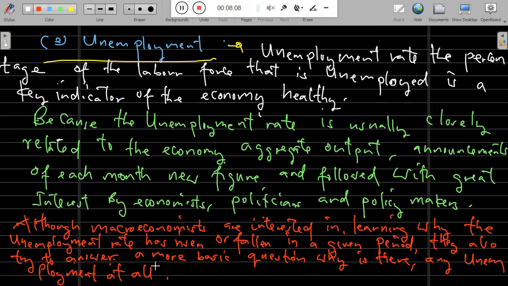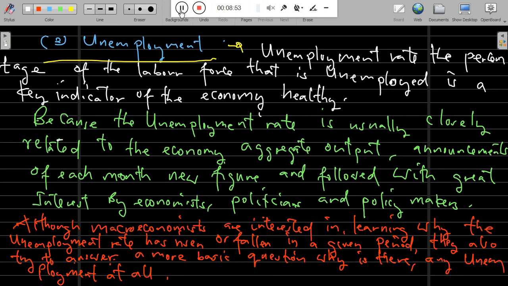So in short, unemployment is when people who are able and capable and willing to work cannot find jobs. So we find that many of the labor force are not employed. And the unemployment rate can indicate whether the economy is doing good or bad. If the unemployment rate is high, the economy is doing badly. When it's low, the economy is doing well.